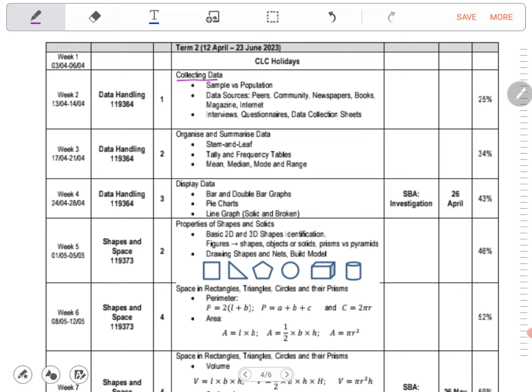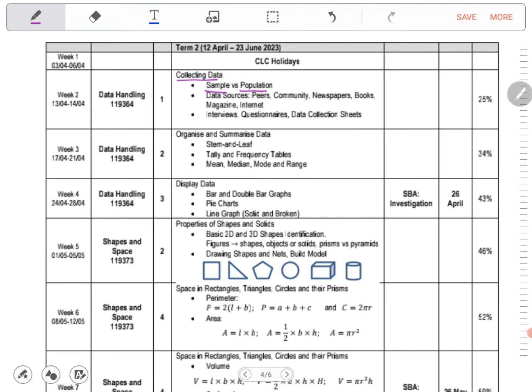But in this case, we can collect data from a sample or from a population. A sample is simply a small group of items that represents the whole entire group, whilst the population is actually the entire group. So you can either collect data from your class, or you can collect data from the school. So your class can become a sample, and your entire school can become a population.